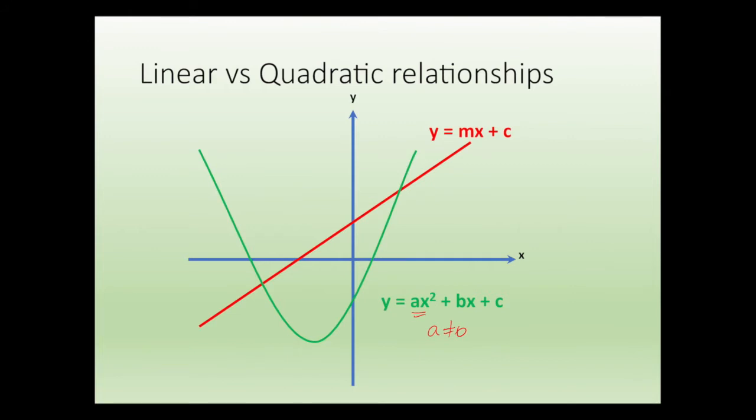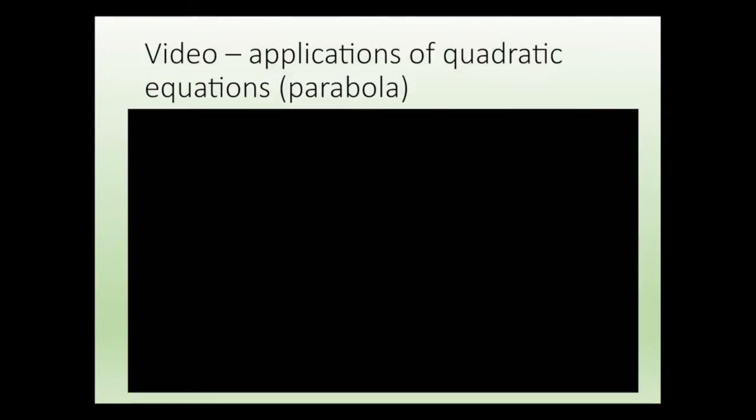Now, just looking at this graph, you know that for y equals ax squared plus bx plus c, it has a y-intercept and it has two x-intercepts. Later, you will learn that not all quadratic relationships have x-intercepts. At this stage, let's look at how we solve for x. Now, this is a video of the application of quadratic equations or parabolas. Have a look.